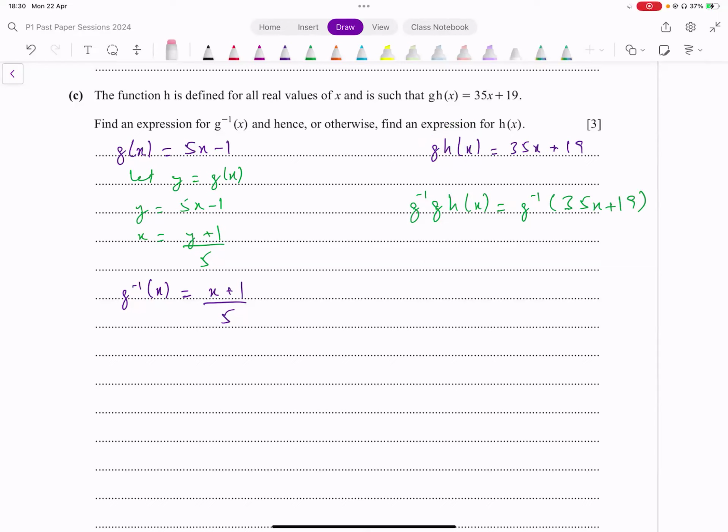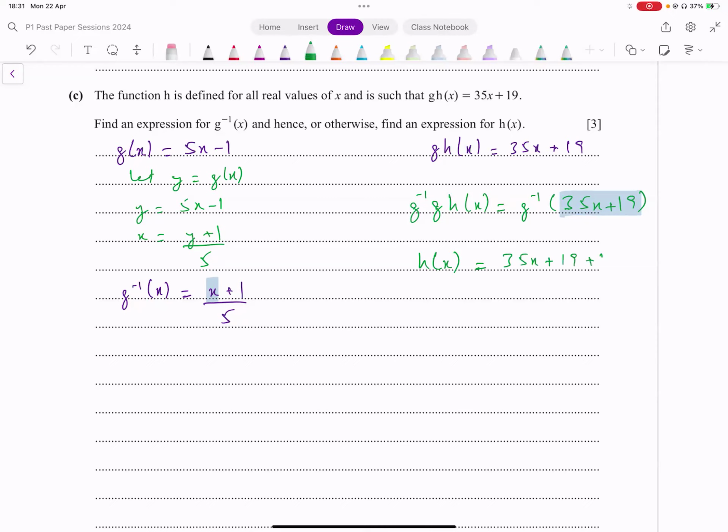And since it's an equation, we have to do that on the right side as well. So on the right side as well, we apply g inverse here. And now g inverse of g, they cancel each other's effect, right? They're inverse functions. And on the left side, we're just left with h of x. So we have h of x equal to g inverse of 35x plus 19. Now you know the g inverse function. In place of x, just put 35x plus 19, and that will give you (35x plus 19 plus 1) divided by 5.